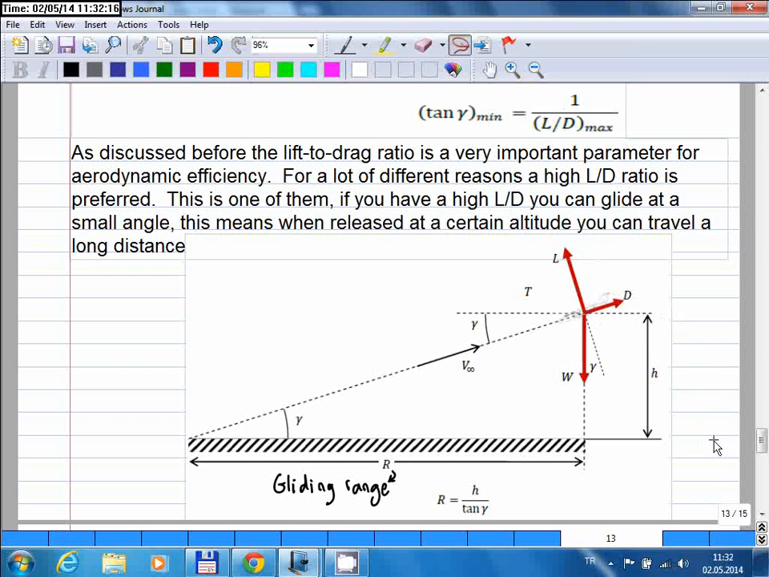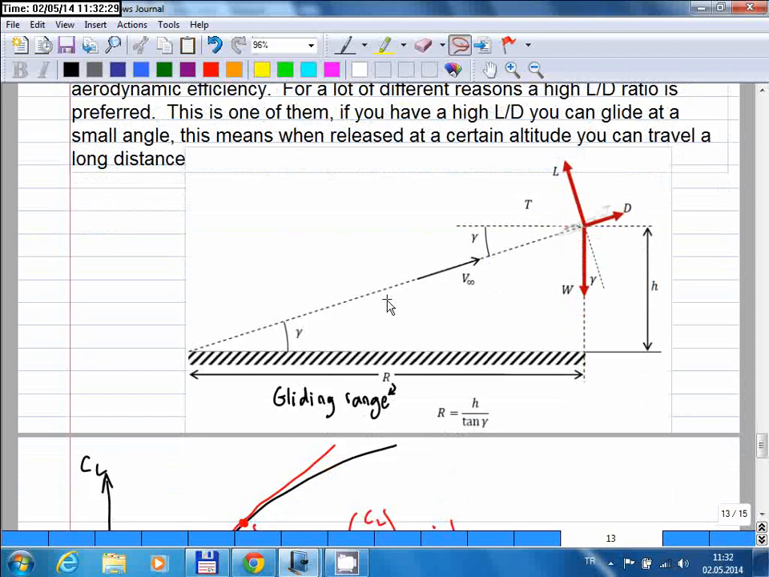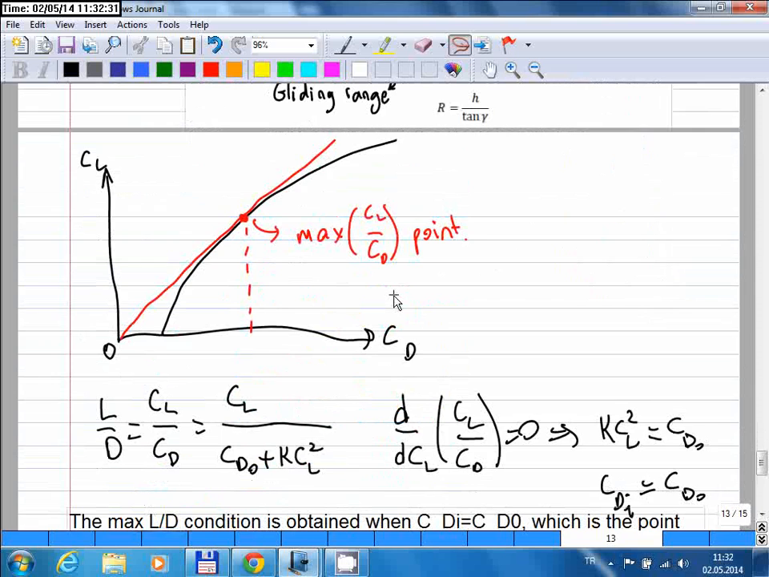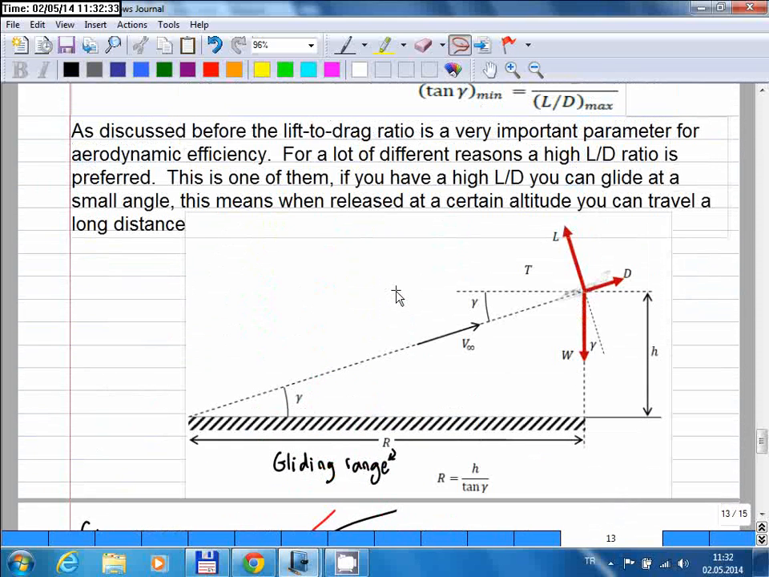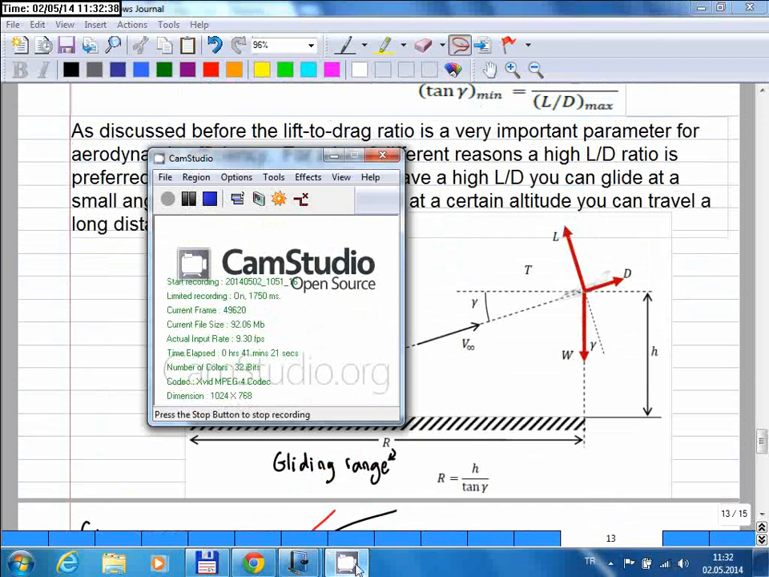Okay. So again, let me stop here, and next week on Tuesday, I'm going to talk about some important examples from real cases about this gliding flight, and then I will start range and endurance after that next week. Okay, so I'm going to stop here.